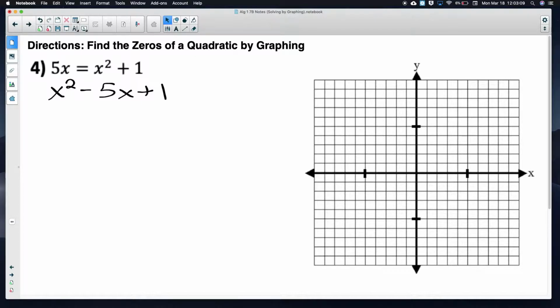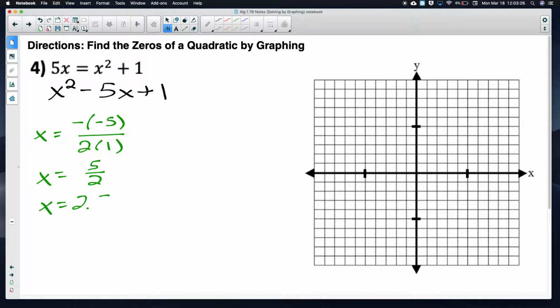Let's do this the old-fashioned way. So I get x equals negative b over 2 times a. So I got x equals 5 over 2, so x is equal to 2.5. So let's stay with this one. So let's put our axis of symmetry here, in between 2 and 3. So to find my vertex, we've got 2.5. What's going to happen? Oops, I'm sorry. This should be set equal to 0.